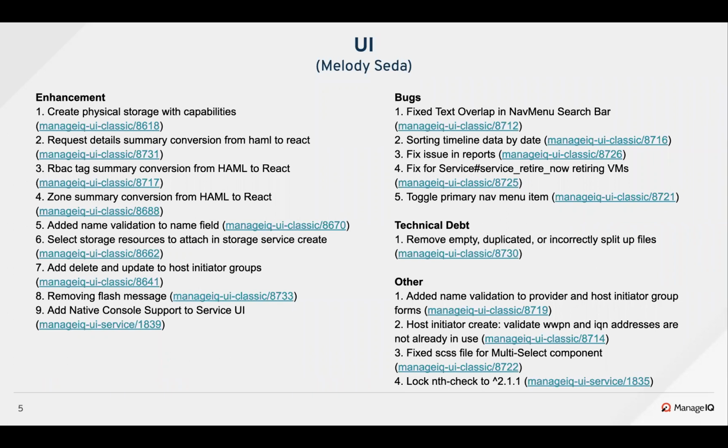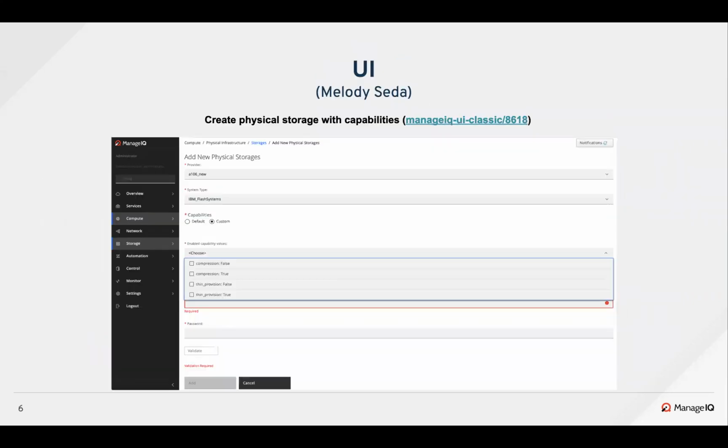Awesome, thanks. So for this sprint, we merged 17 PRs into UI Classic and 2 PRs into UI Services, of varying degrees of UI types and PR types. Next slide, please. So for this PR, the AutoSDE team added a new enhancement to the storage manager to add an option for creating a new physical storage with some enabled capabilities.